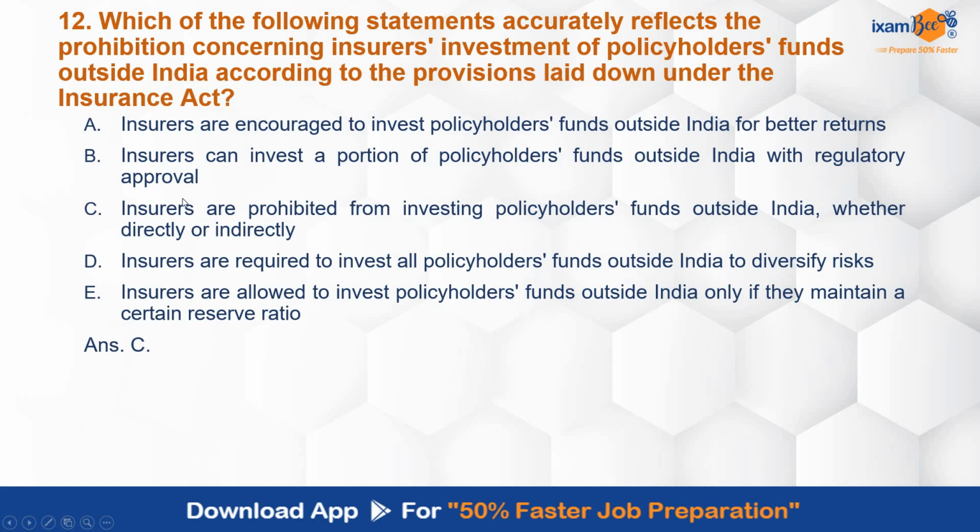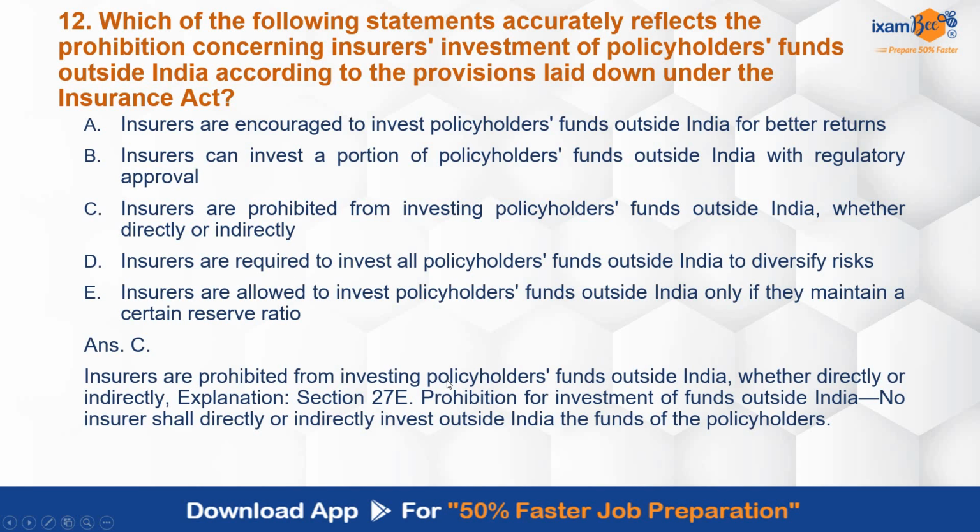Correct answer is C. Insurers are prohibited from investing policyholders' funds outside India, whether directly or indirectly. Section 27E, prohibition for investment of funds outside India. No insurer should directly or indirectly invest outside India the funds of the policyholders. So the correct answer is C. They are prohibited.